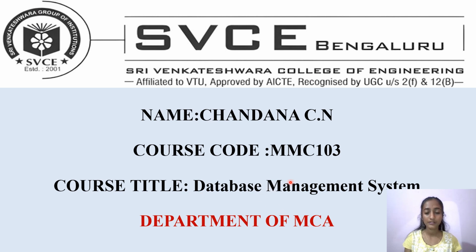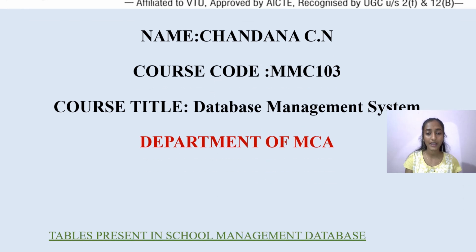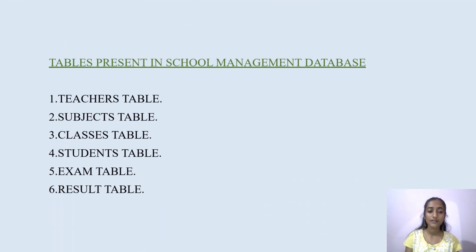Today I'm going to explain about a database management system, where I have chosen a school management system where I have created 6 tables. First one is teachers table, subjects table, classes table, students table, exam table, result table, where these all tables are related to each other in the database.